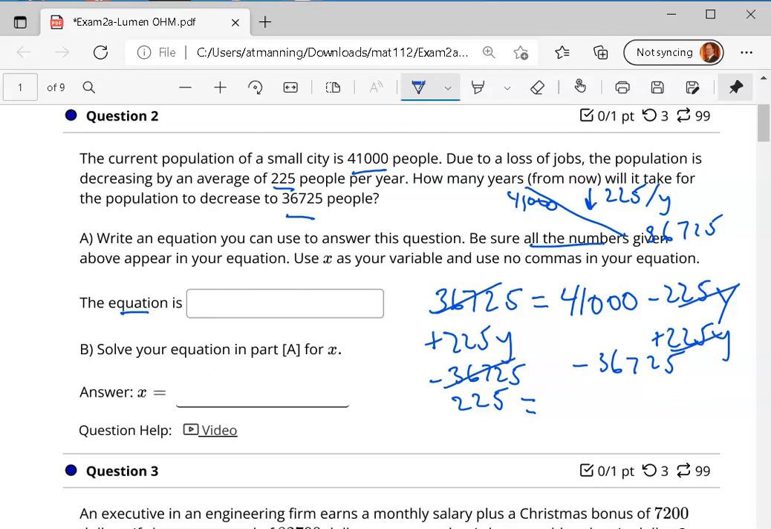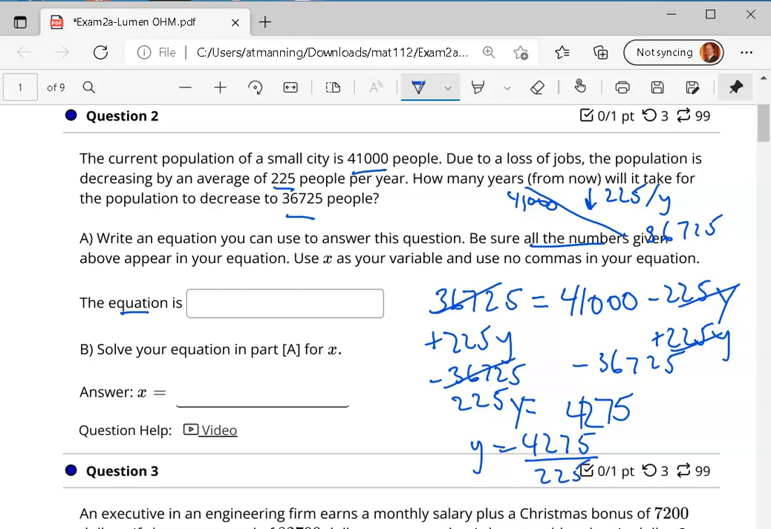Well, let's do that subtraction. 10 minus 5 is 5. That becomes a 9 minus 2, 7. 9 minus 7 gives us 2. Borrow the 1, and we get 10 minus 6 equals 4. 4275. And what happened to our y? Yeah, we're still multiplying y. Now, we divide by 225. Y equals 4275 divided by 225.